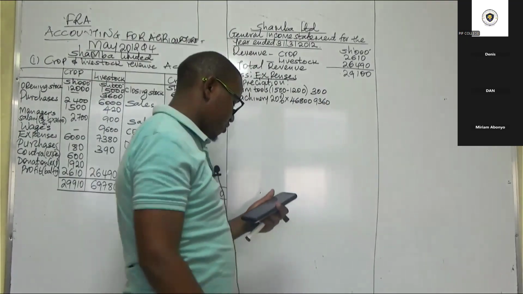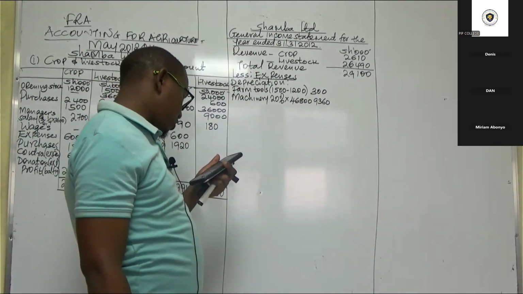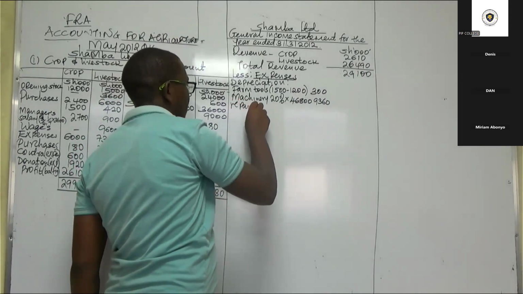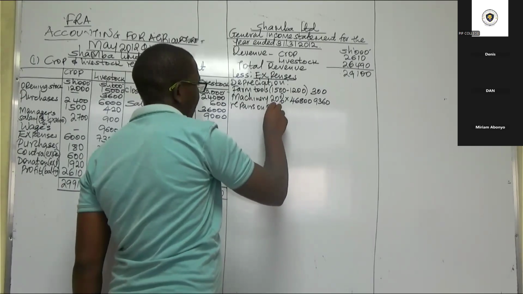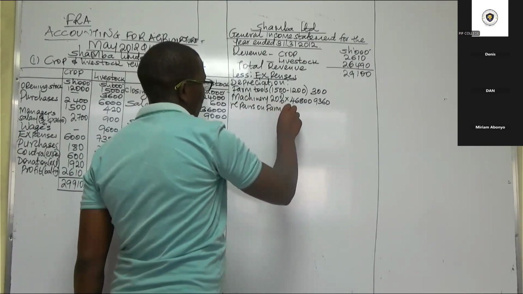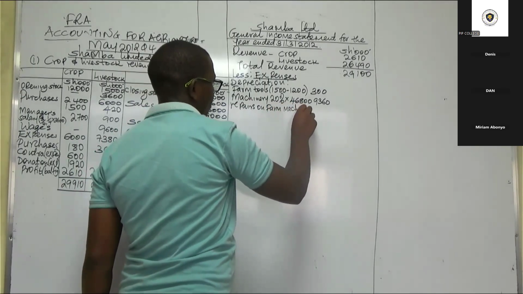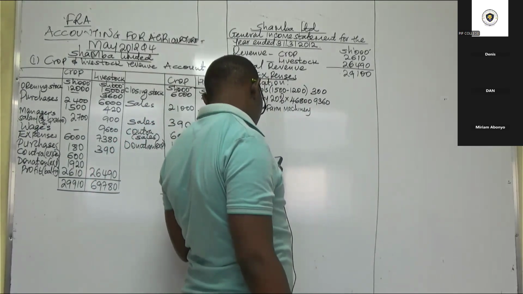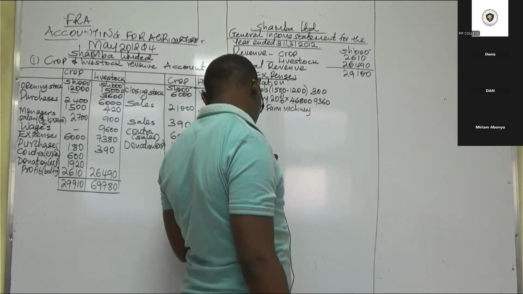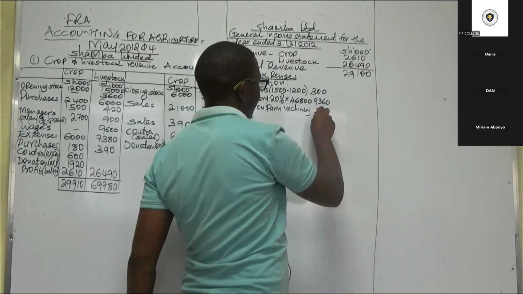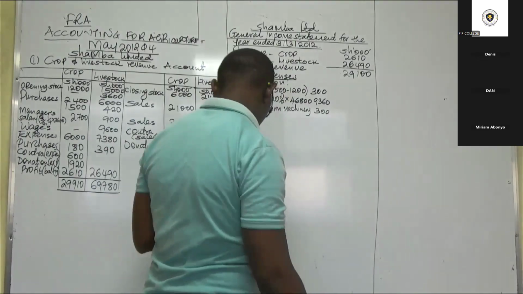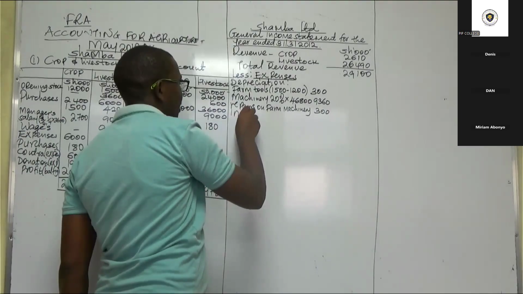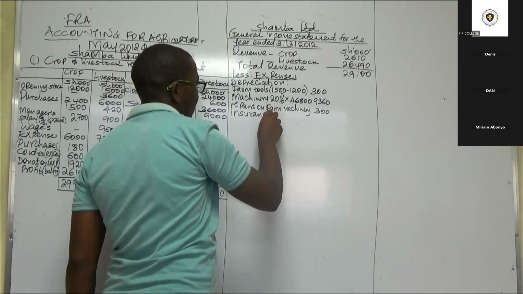9360. We continue. We also have the repairs on farm machinery. Of how much? Repairs on farm machinery, we were told on the trial balance, it is 300. Continue. Insurance prepaid. So here we have the insurance premium.